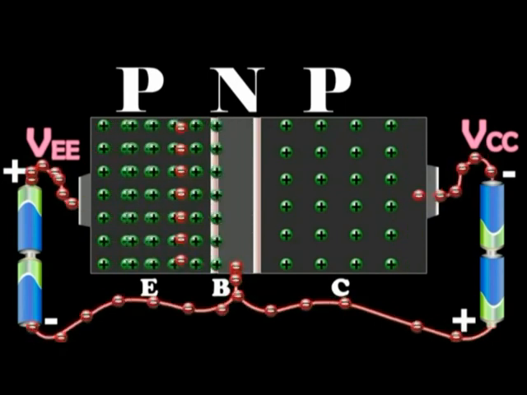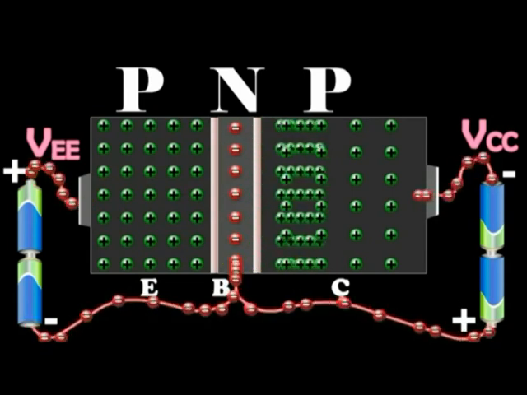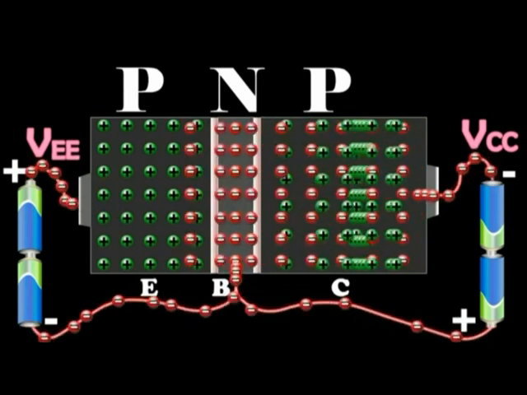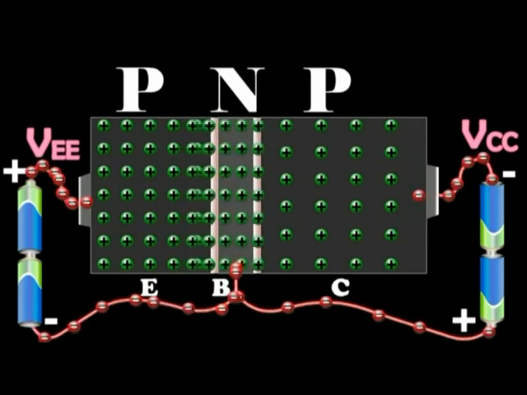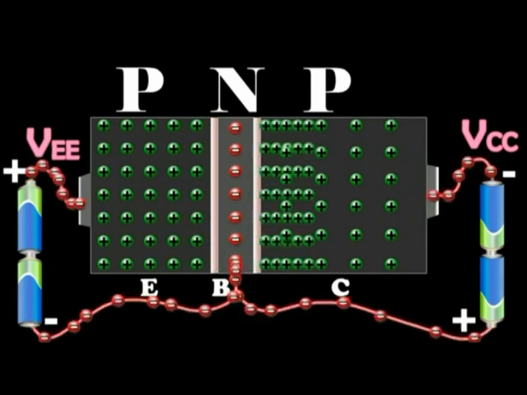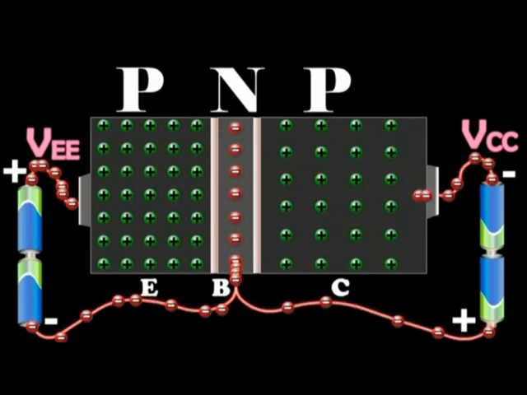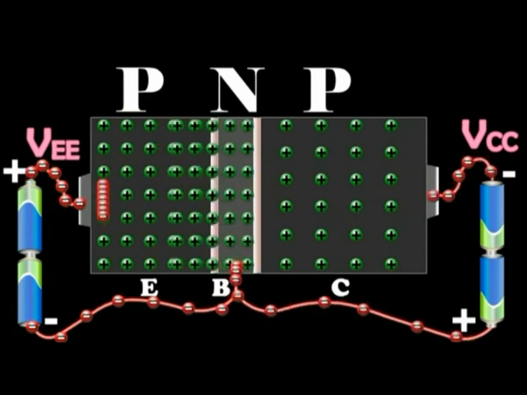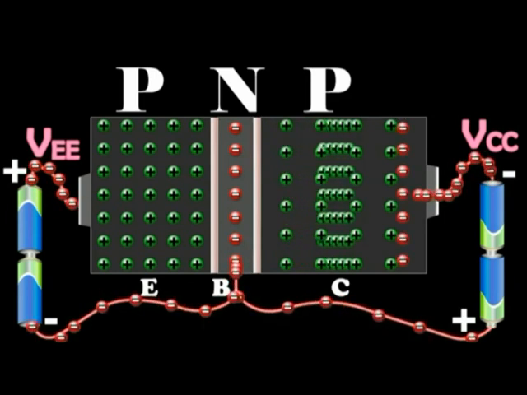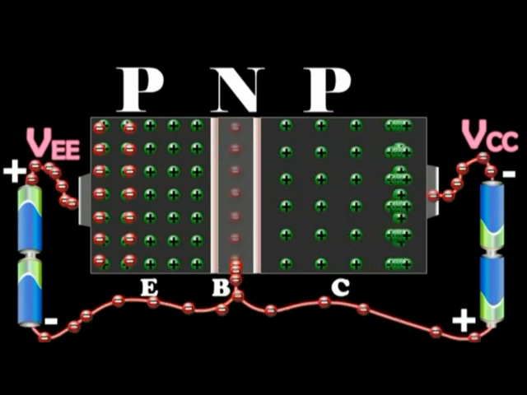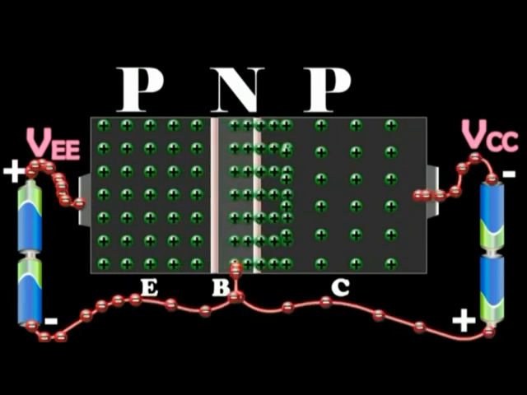These electrons, when they reach the emitter, recombine with an equal number of holes in the emitter. The loss of the total number of holes in the emitter is made up by the flow of an equal number of electrons from the emitter to the positive terminal of the battery. The flow of holes from the emitter to the base gives rise to the emitter current IE. In the emitter, IE is due to the flow of holes. But in the external circuit, the current is due to the flow of electrons from the emitter to the positive terminal of the battery, VEE.